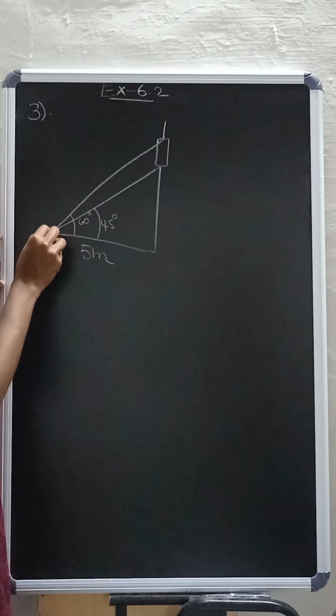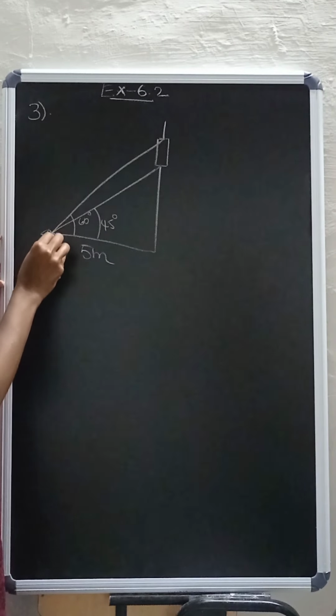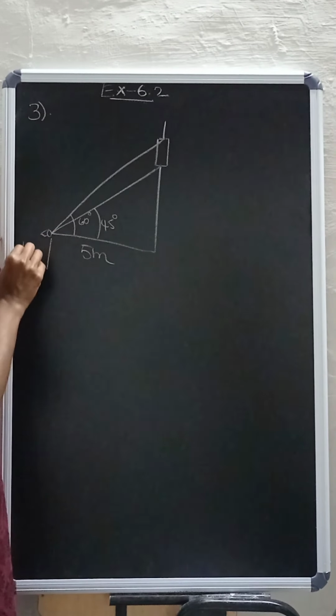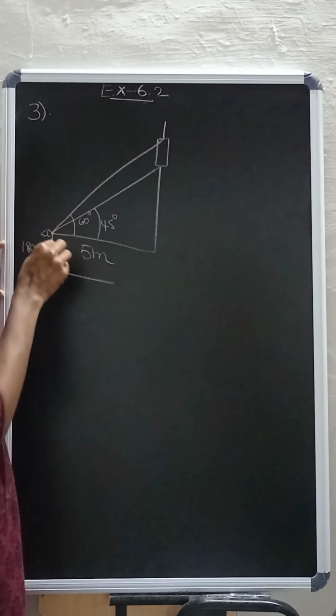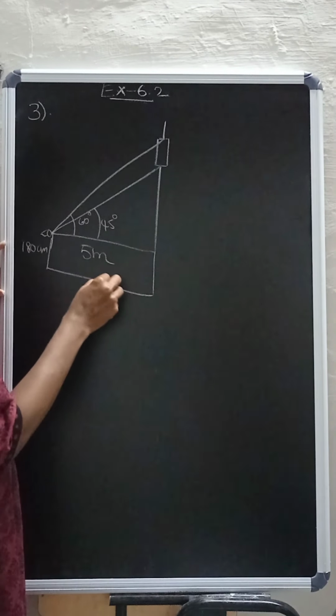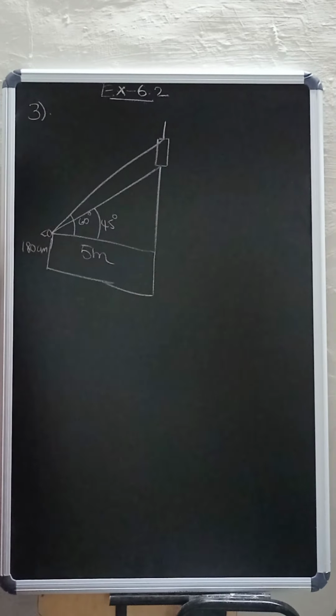If the height of the man is 180 centimeters. So 180 centimeter. Find the height of the window.